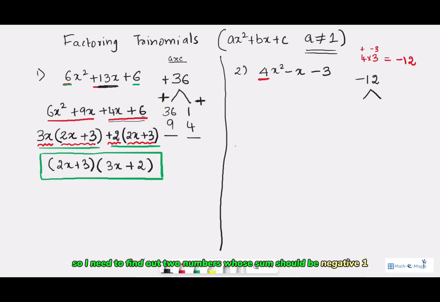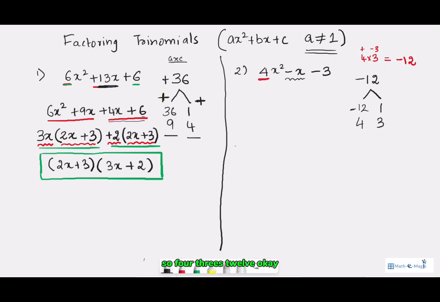So I need to find two numbers whose sum should be negative 1, because I see that my x term over here is minus x, so the coefficient is negative 1. Okay, so let us write down two numbers. Maybe 12 ones are 12, but again 12 and 1 don't give me negative 1, so scratch that out. Even if I do negative 12 and 1 or 12 and negative 1, it will still not give me the answer. Let us move to the next factors, say 4 and 3.